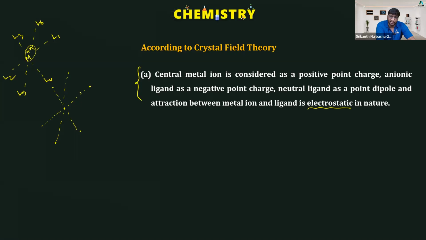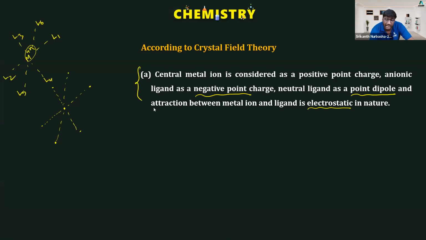Ligands are again of three categories, right? Positive charge ligand, negative charge ligand, neutral ligand. If you have a negatively charged ligand, it can be considered as a negative point charge. According to this theory, anionic ligands are negative point charges. Neutral ligands are considered as point dipoles.